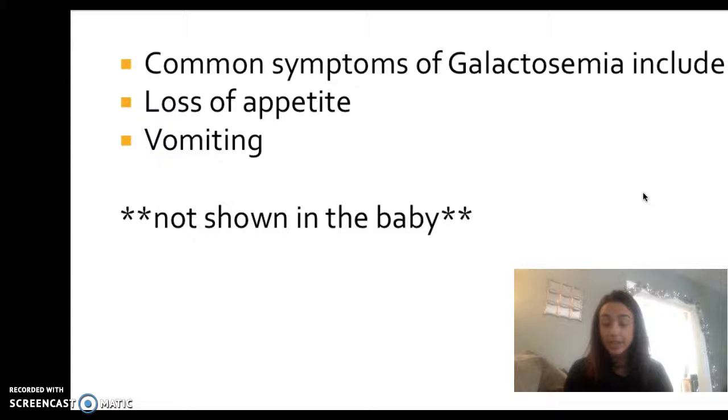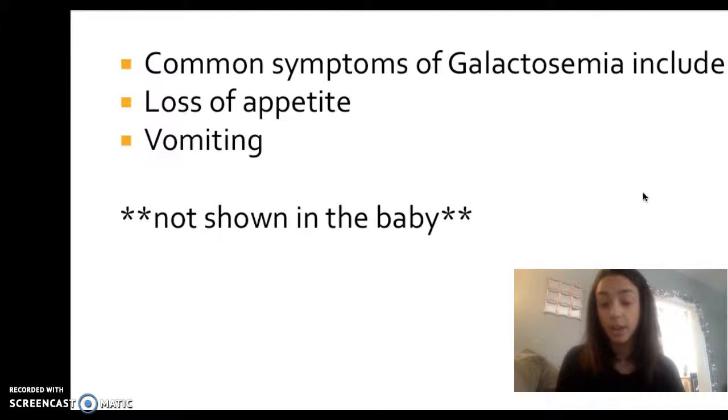For similar reasons to option A, the symptoms for option B also do not match those of the case. Common symptoms of galactosemia include loss of appetite and vomiting, and neither of those were reported by the mother or the physician in this case.